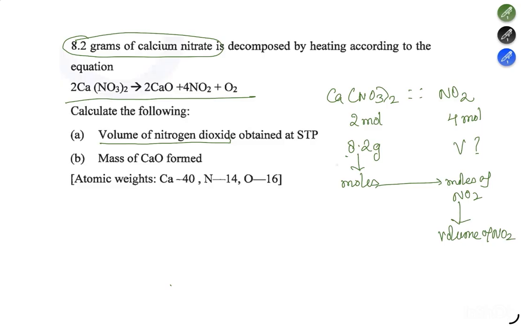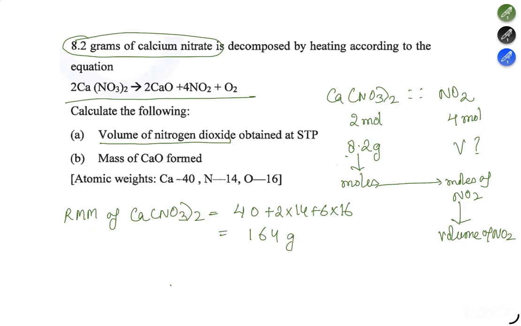So first thing, to calculate the moles of calcium nitrate, we need to calculate the RMM of calcium nitrate. All the masses will be given to you. You don't need to memorize the mass of any element. So you can calculate: calcium is 40 plus 2 times 14 plus 6 times 16. You will get 164, right? So 164 gram is the mass of calcium nitrate.